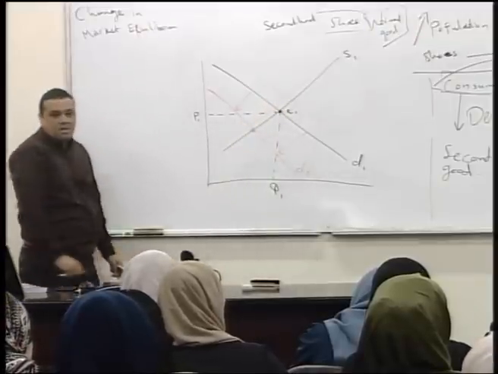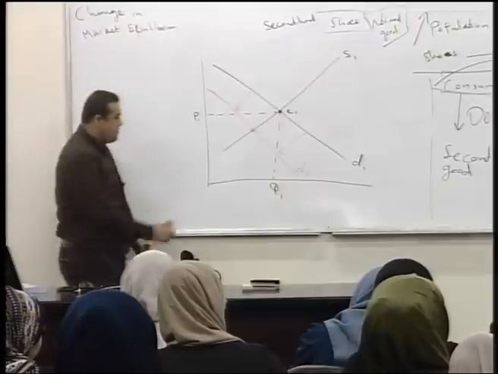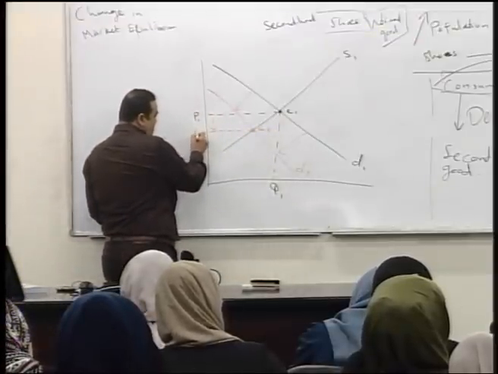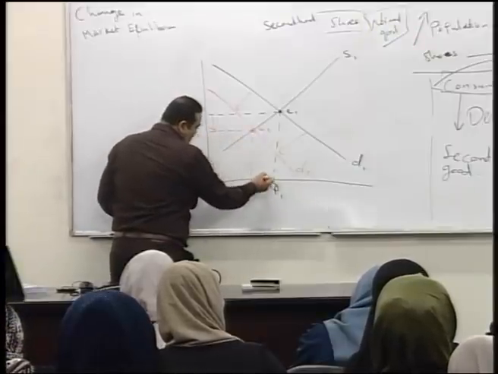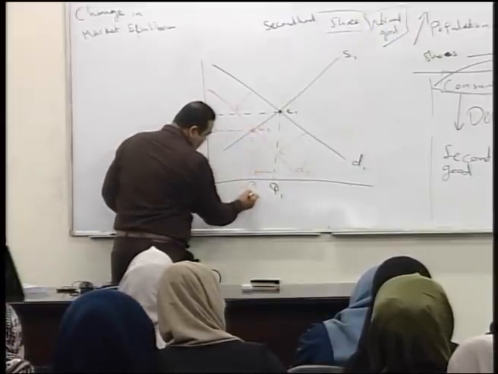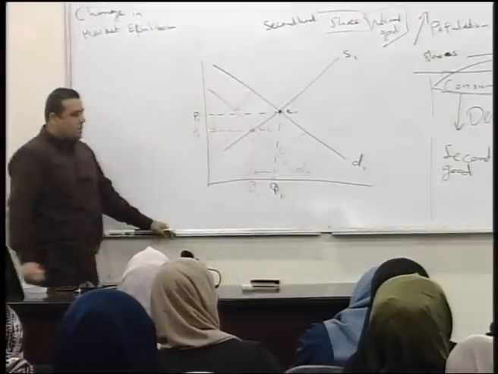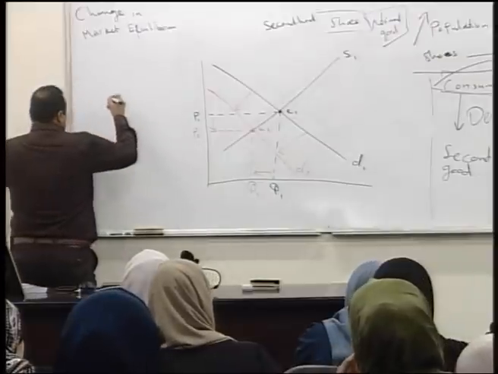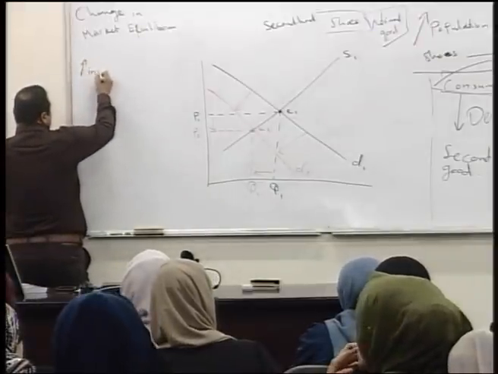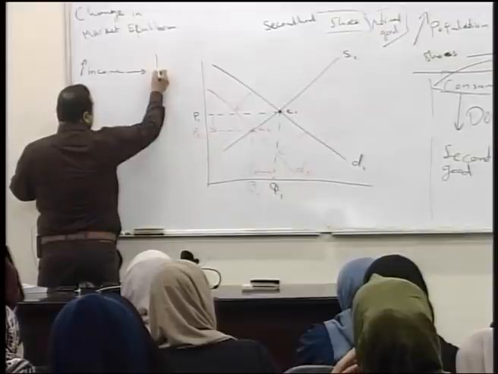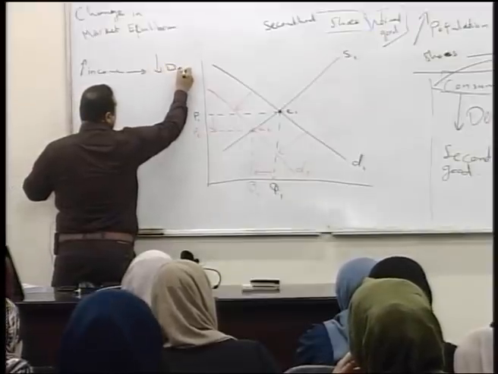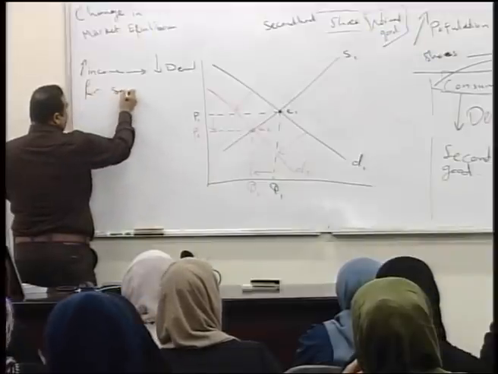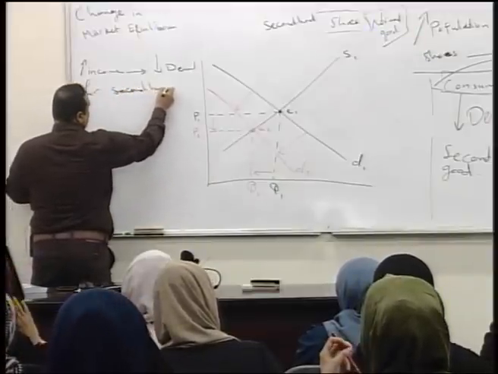We have a new intersection point here, E2, and this is the price P2. The quantity exchanged in the market is Q2. What will happen here? So the result here is, an increase in consumer income leads to a decrease in demand for second-hand shoes.